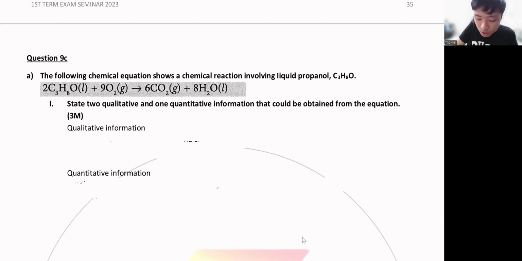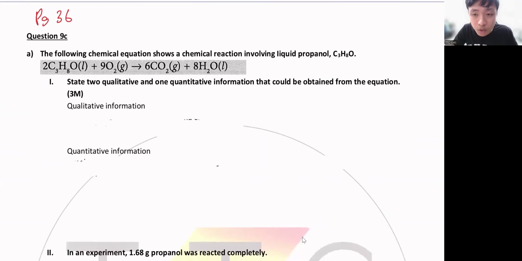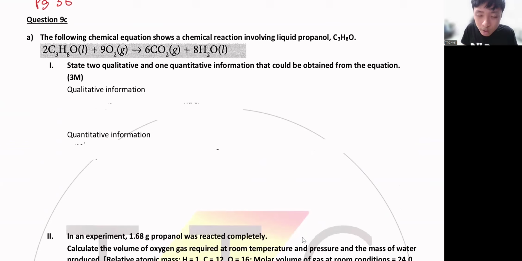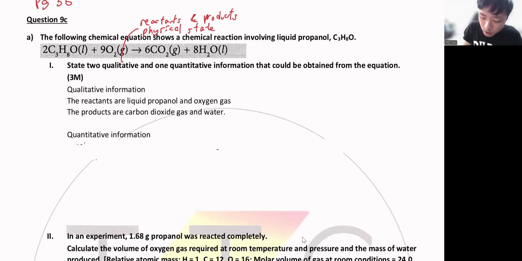Then look at the last part, page 36. The last one is how to write qualitative and quantitative information, because they might also ask this one. So remember how to write. Qualitative means you have to write what the reactants and products are. Remember, also include the physical state: liquid, solid, gas. The reactants are the front ones.